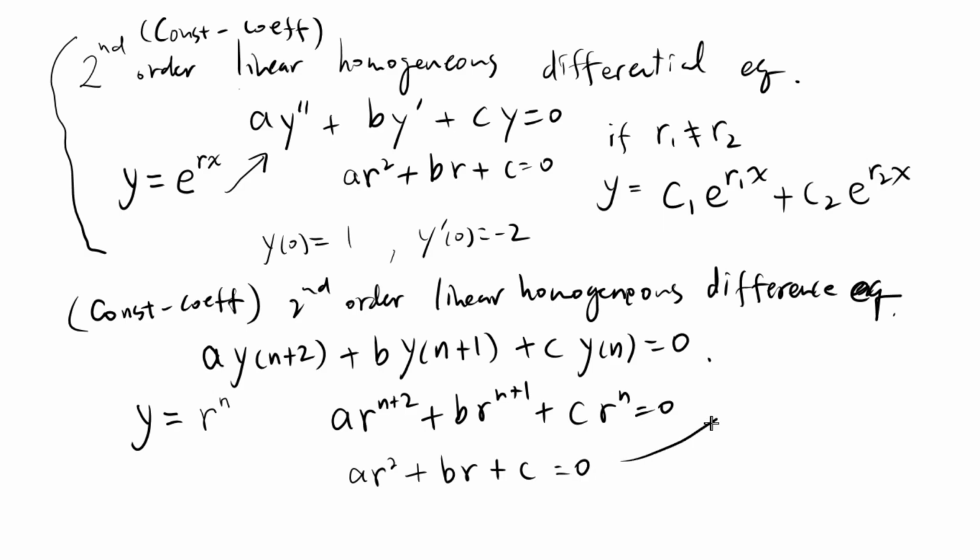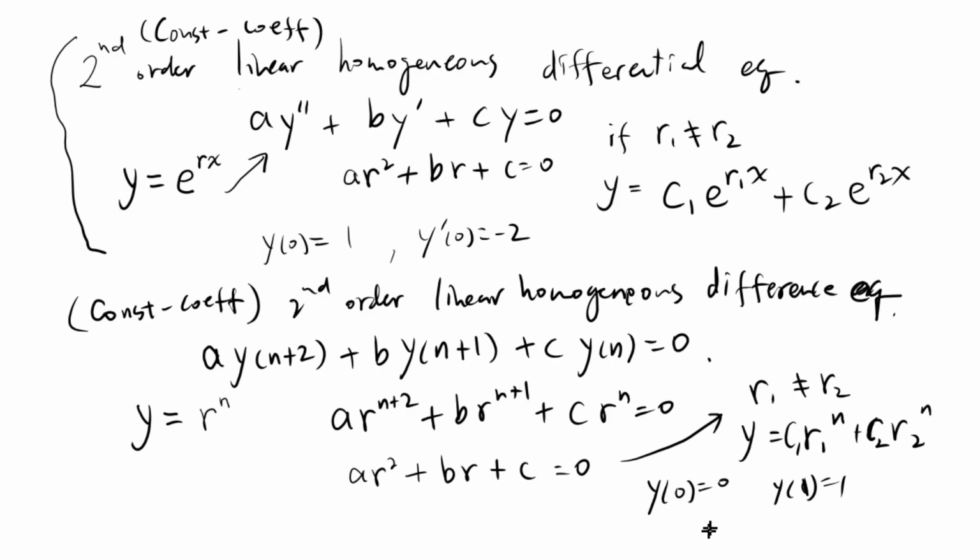Except that when you solve, if the two solutions are different, then you have r1 to the nth power and r2 to the nth power, with c1 and c2, because the form of the solution was r to the n, not e to the rx, it's r to the n. So you replace r by r1 and r2, and you take the linear combination of the two, and that's the general solution. And then to find out what c1 and c2 are, you use the values of y of 0 and y of 1.